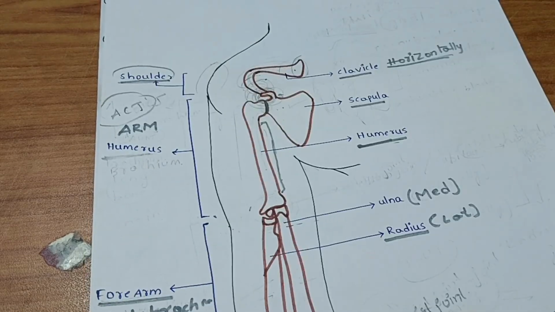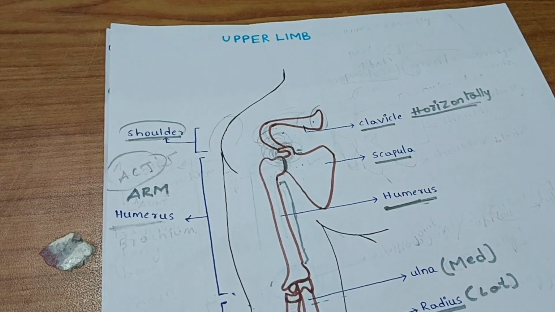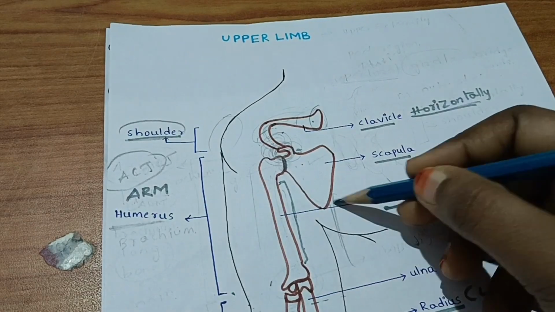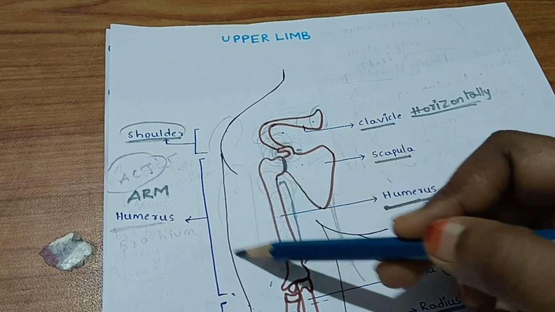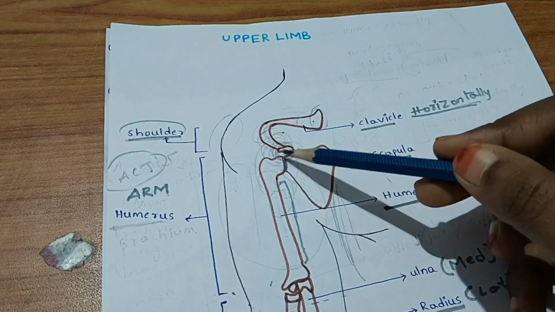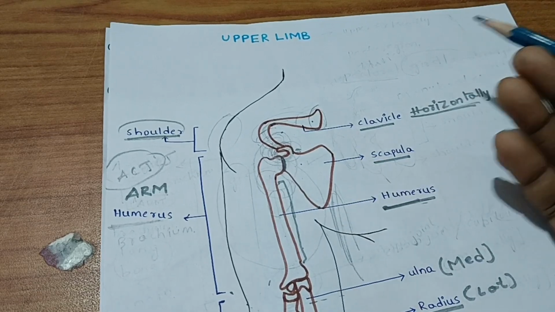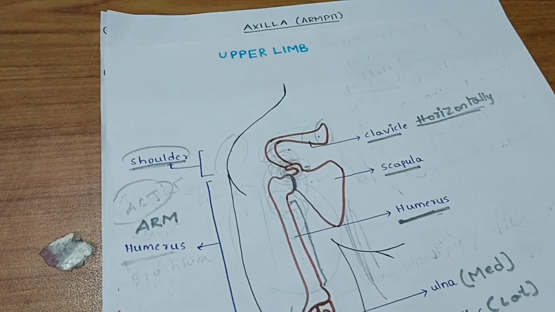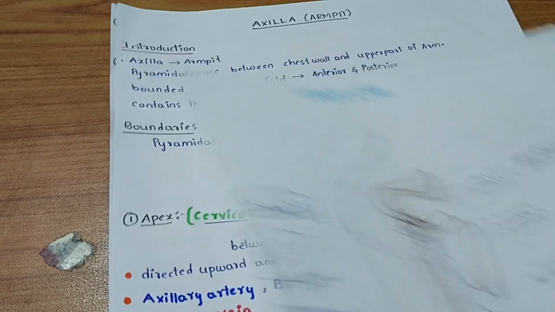The axilla is also known as the armpit. It is extended between the chest wall and the upper part of the arm. Yes, this is the arm, right? The upper part of the arm and the chest wall, in between, is known as the axilla. The axilla is a pyramidal shape. It is a pyramid shape containing an apex, a base and four walls.